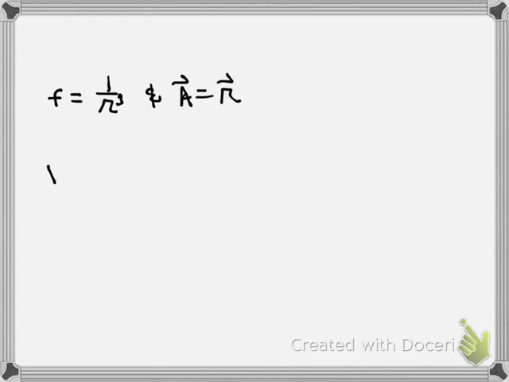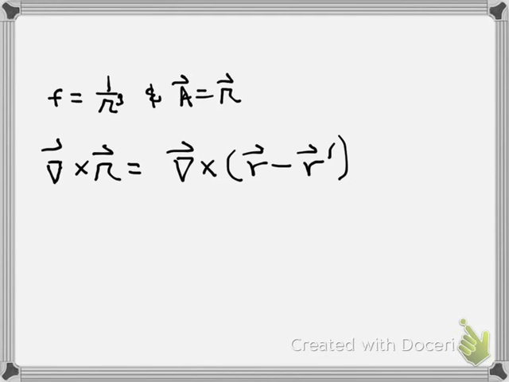So let's first compute the curl of script R. That's going to be equal to the curl of R minus R prime, or the curl of R, since the derivatives don't operate on R prime. R prime is just a constant with respect to those derivatives. This can be shown to be identically equal to 0. I'll leave it to you. The curl of the position vector is identically 0. Now let me compute the gradient of 1 over script R cubed.